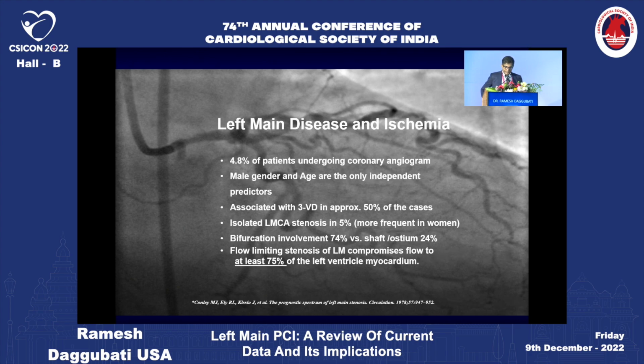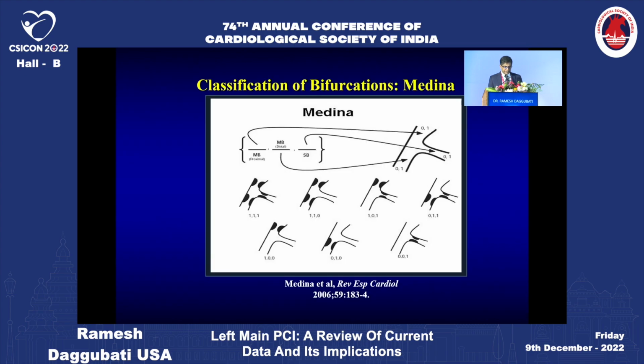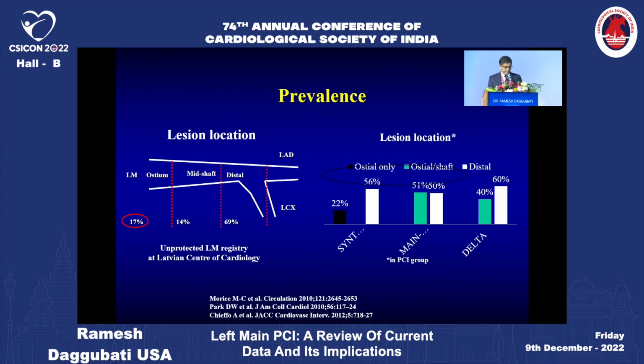Flow-limiting stenosis of left main compromises flow to at least 75% of the left ventricular myocardium. And that's most probably the reason why they present in cardiogenic shock. We'll skip this one. Based on Medina, you can classify bifurcations. And here is the prevalence in different trials that looked at SYNTAX and MAIN-COMPARE and DELTA.